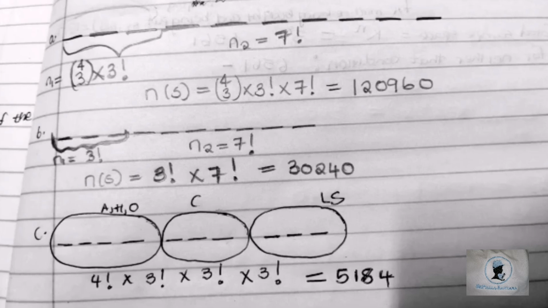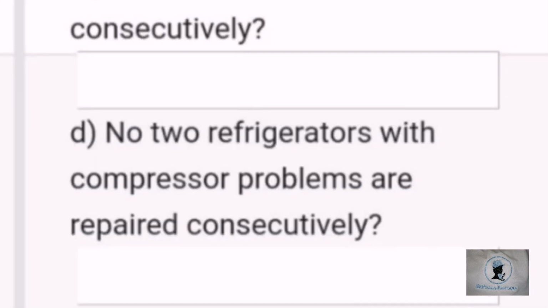I don't know how to explain that. So basically, let's say when the technician gets there, he has three different things to choose from that he can repair. After choosing the first cycle that he's going to repair, he will have two to choose from, and then he will have one. So it's the same as 3 times 2 times 1, which is 3 factorial. I hope you get that part. So D says no two refrigerators with compressor problems are repaired consecutively.